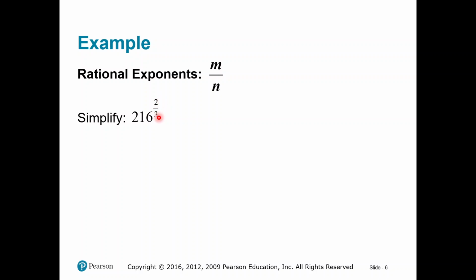The 3 will be the root, the 2 will be the power, and so we have the cube root of 216 raised to the 2 power. And so from here, the cube root of 216 is 6, and 6 squared is 36. And so you can see that 216 to the power of 2/3 is 36.